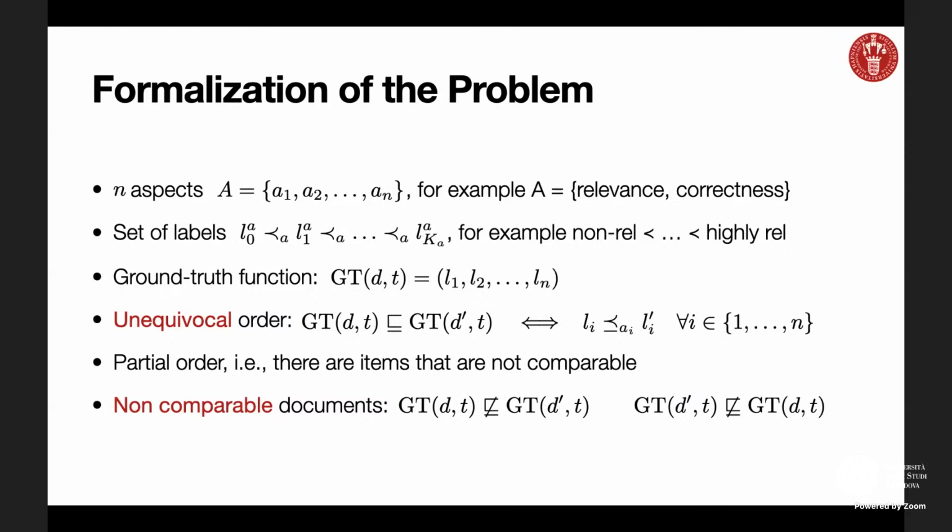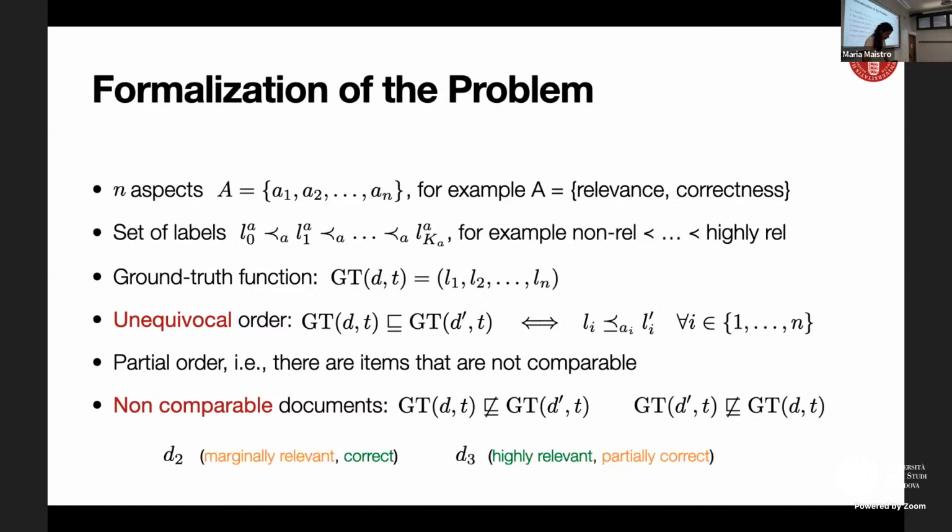So if one document has better or equal labels for all aspects compared to the other document, then the first is considered better. Now, this is a partial order, and we can have documents that are not comparable, where we cannot conclude whether D1 or D2 should be ranked higher. And this is the same example as before.